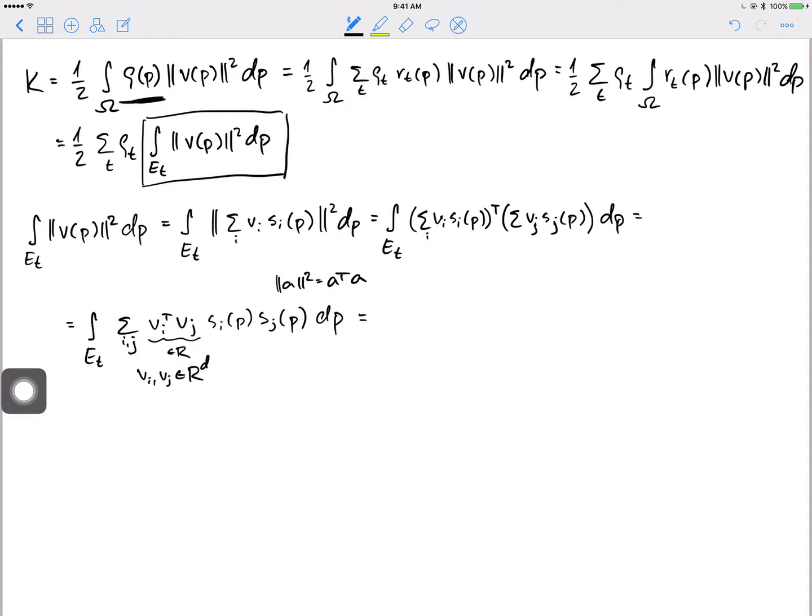Here you start seeing the pattern. I again apply the linearity of the integral, and the fact that this Vi transpose Vj is just a scalar, not a function, so I can just pull it out of the integral. That's basically part of the linearity of the integral. And what I am left with is integrating the product of two shape functions over my element. Okay?